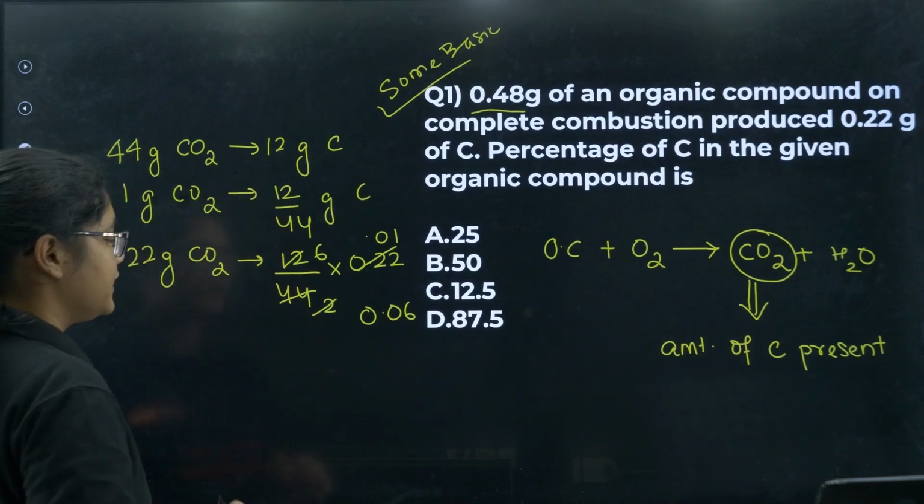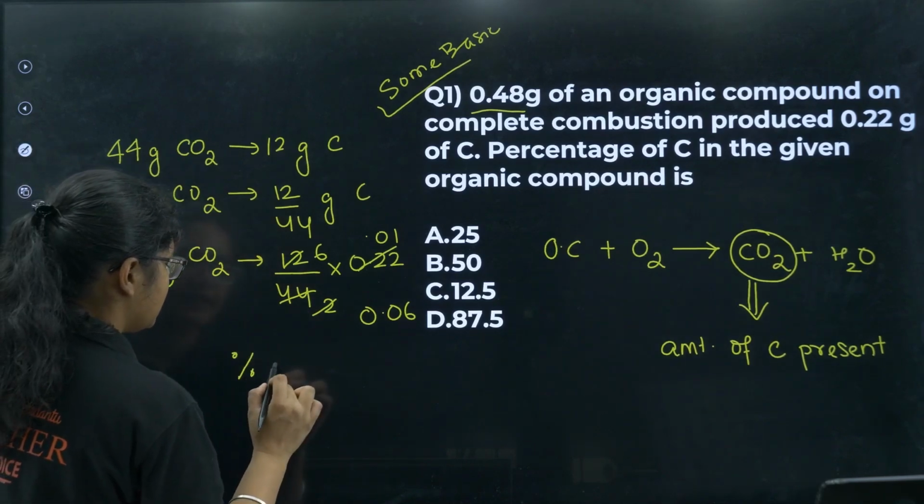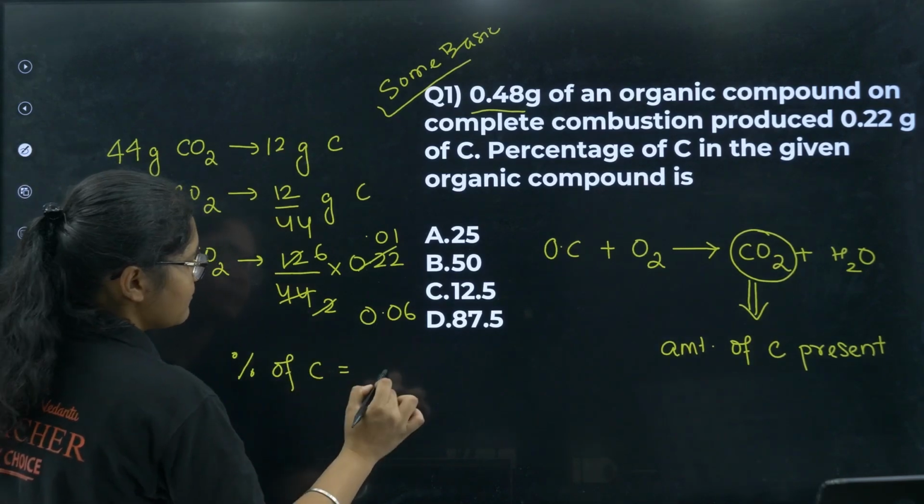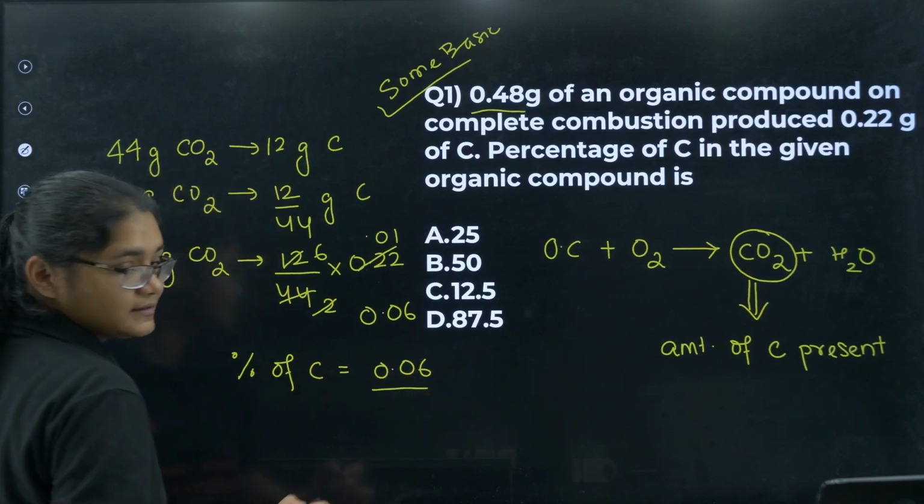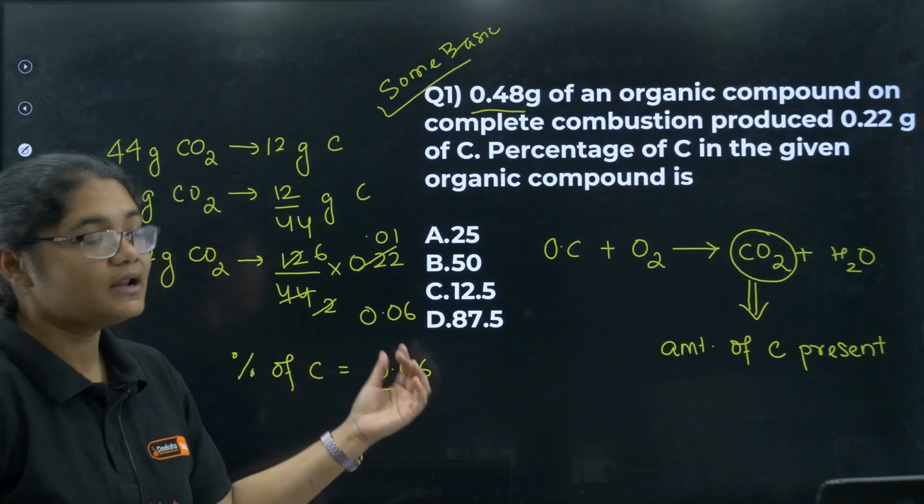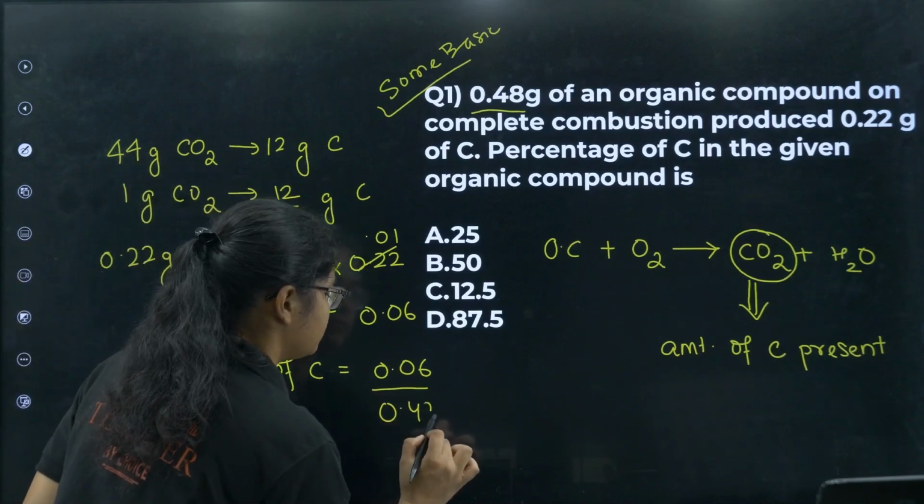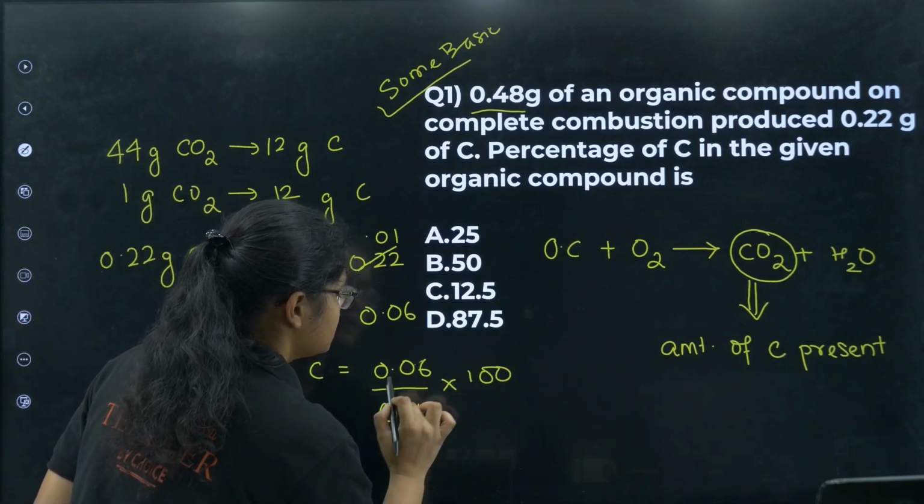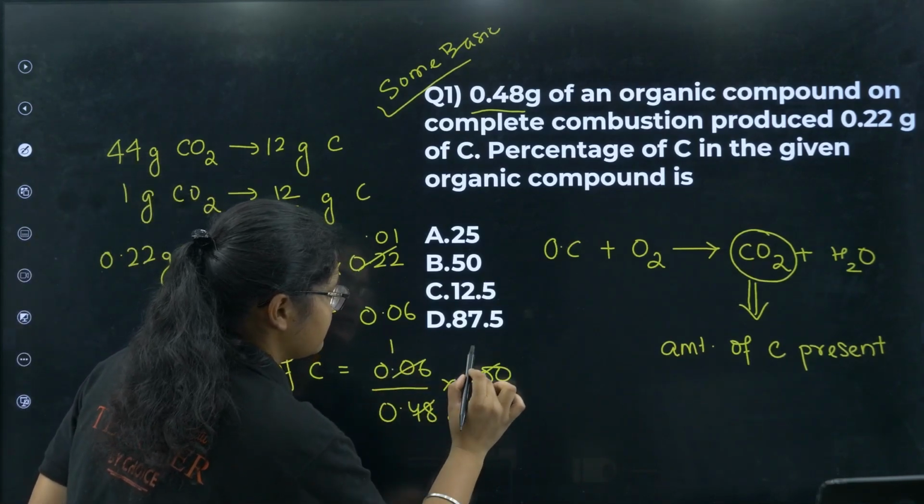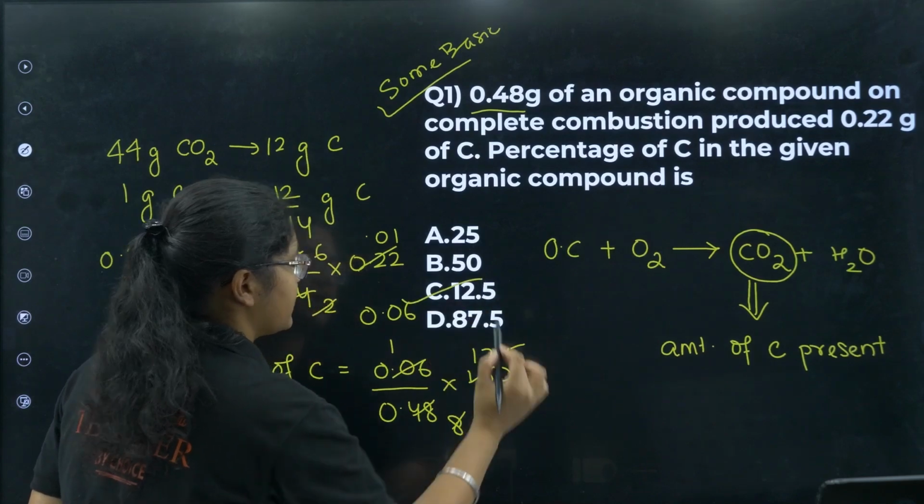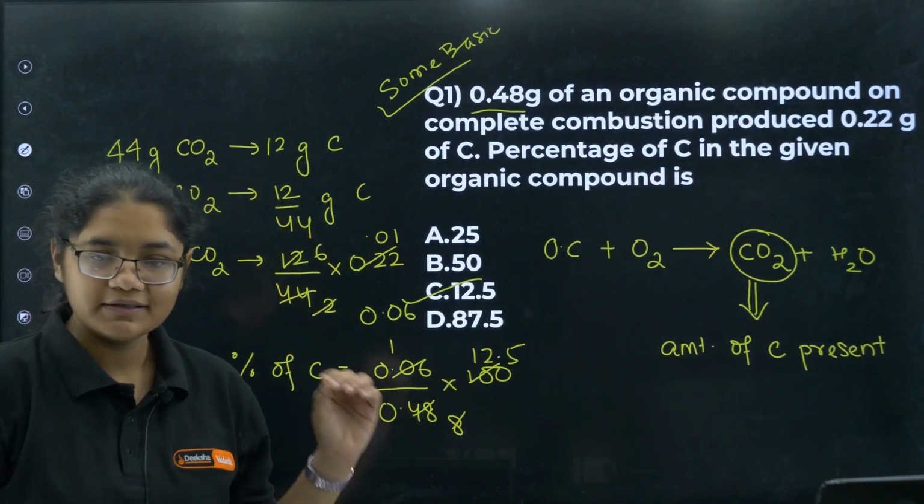Now what is the percentage of that carbon? So percentage of carbon will be 0.06, that is the total mass of the carbon, divided by the total mass of organic compound, that is 0.48, into 100. So if I solve, you will get 12.5. So the correct answer is option number C here.